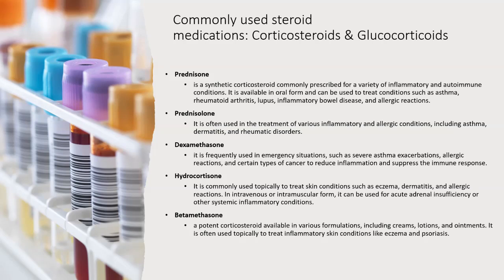Betamethasone. Betamethasone is a potent corticosteroid available in various formulations, including creams, lotions, and ointments. It is often used topically to treat inflammatory skin conditions like eczema and psoriasis. Due to its high potency, betamethasone is effective in reducing severe inflammation and itching associated with these skin disorders.